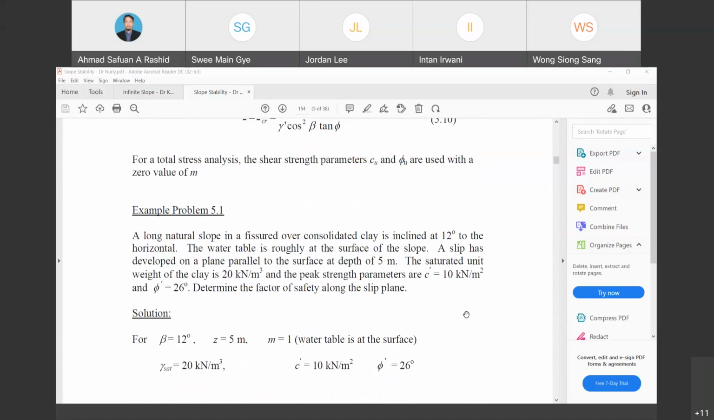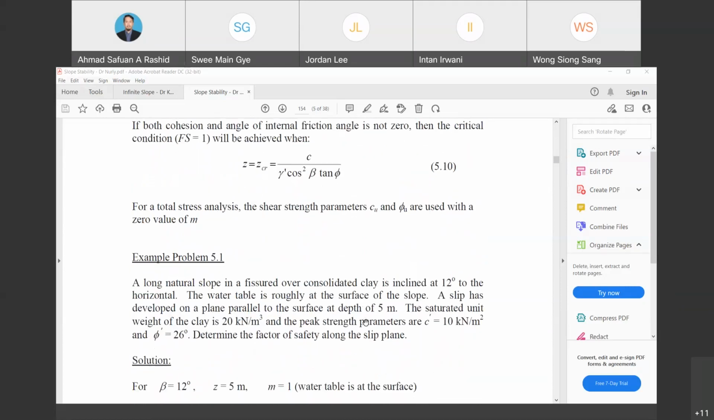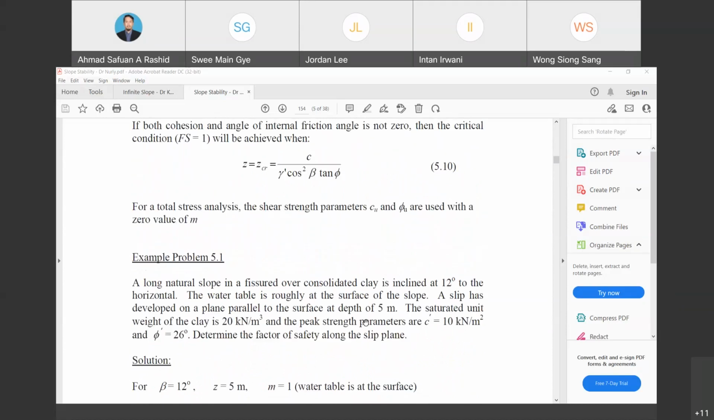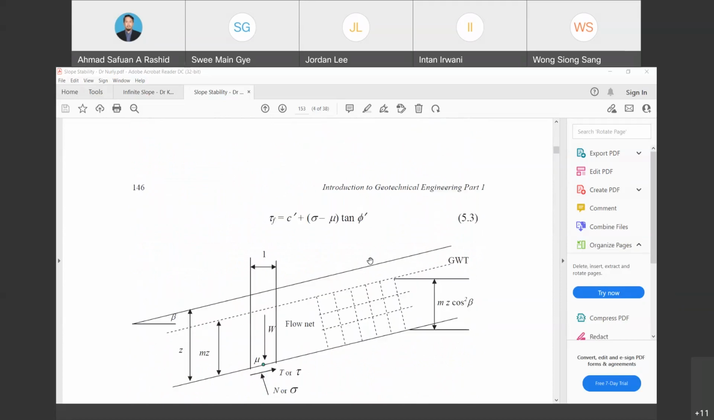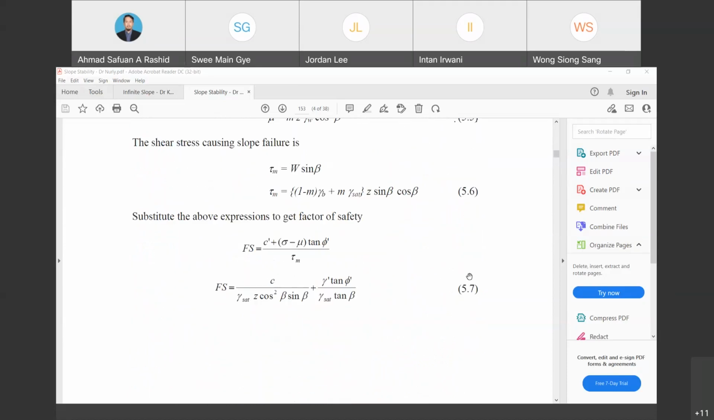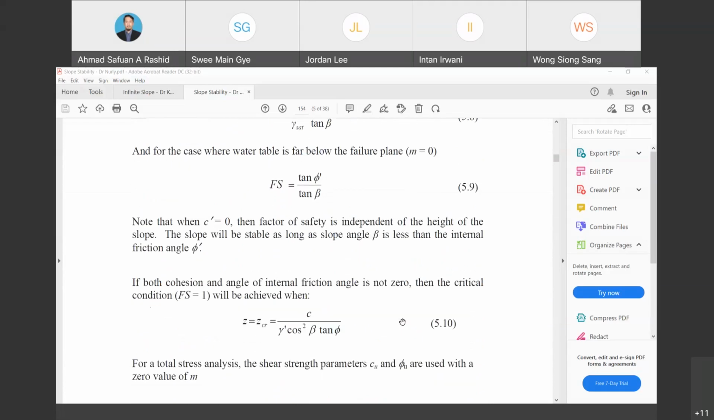For the equation where the water is below the surface of the slope, we may use another example from Dr. Kamarudin. So we look at this example. You need to do some calculation using 5.3, 5.4, 5.5, 5.6, and then we can also use 5.7 directly to solve these problems. I guess we have the same result.